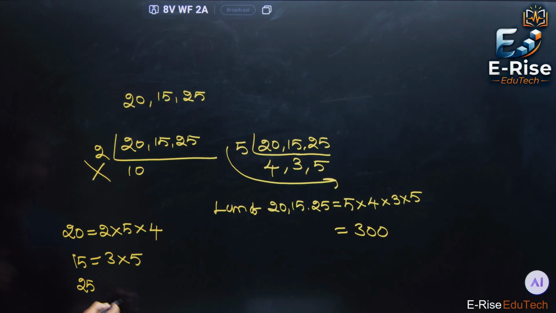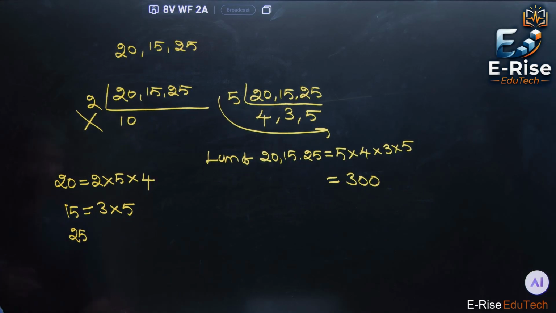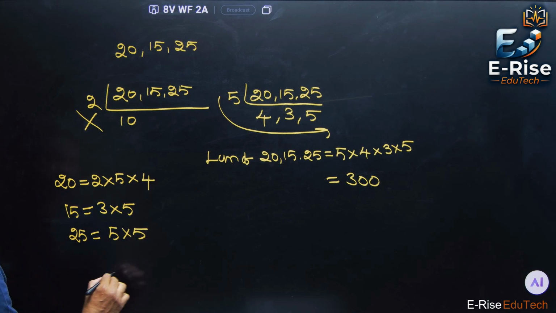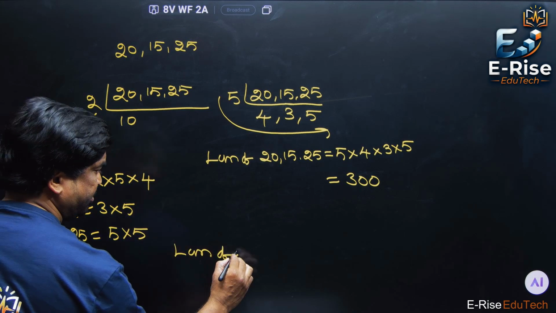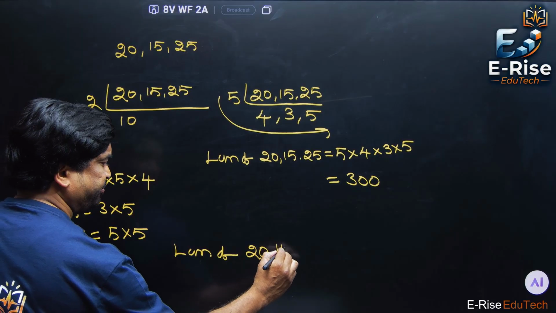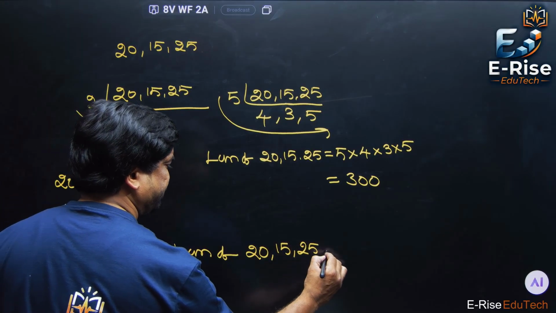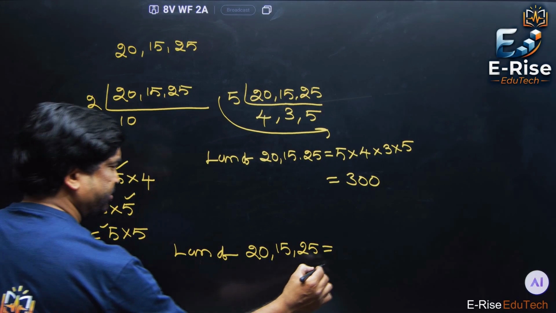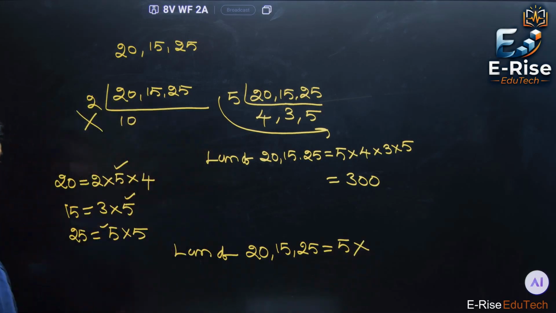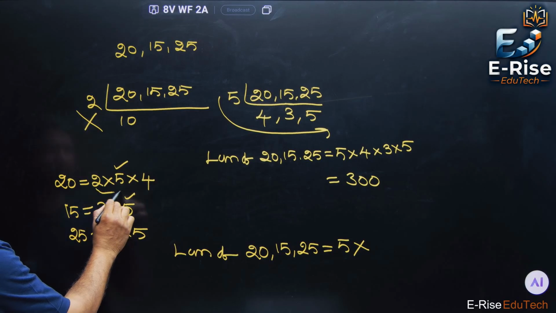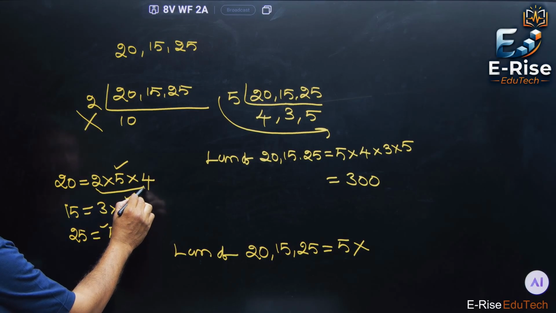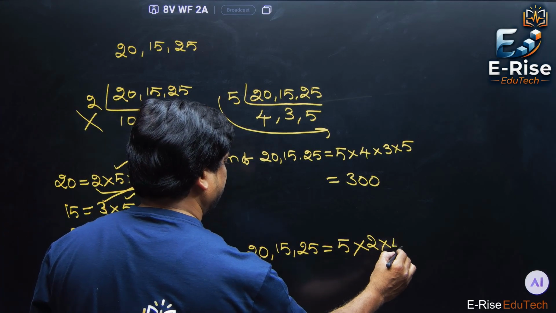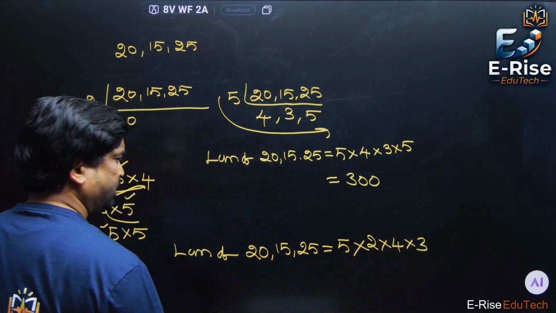Next, 25: 5 5s. So now the LCM of 20, 15, 25. Is anything common? 5, 5, 5. Just write one 5, whatever is common. The remaining are not common, so write all the products. 2 into 5, 4 into 3 into 5. 2 into 4 into 3 into 5.